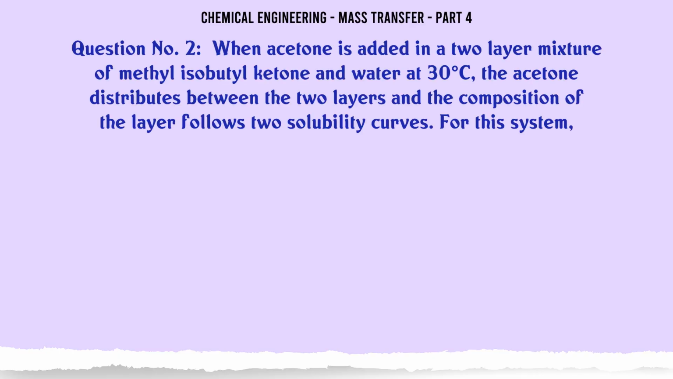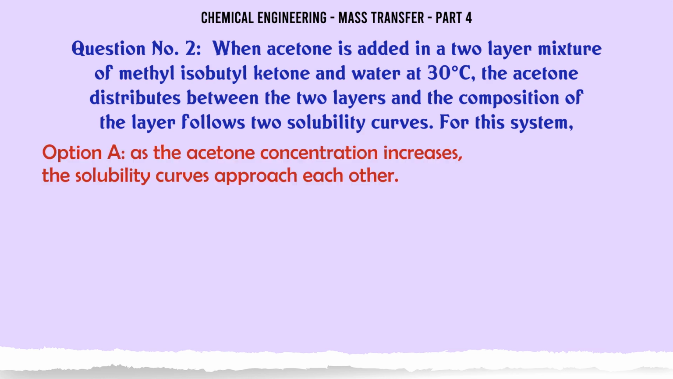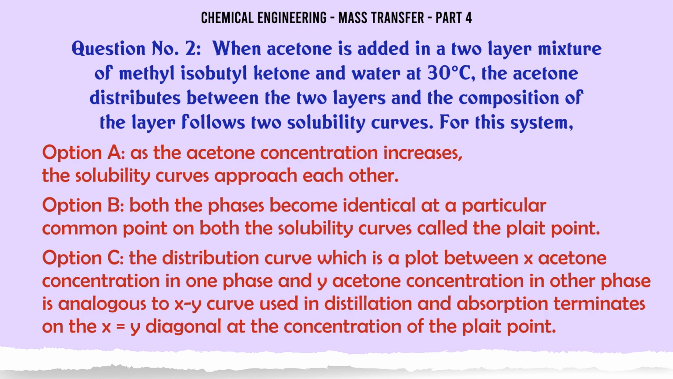When acetone is added in a two-layer mixture of methyl isobutyl ketone and water at 30 C, the acetone distributes between the two layers and the composition of the layer follows two solubility curves. For this system, A. As the acetone concentration increases, the solubility curves approach each other. B. Both the phases become identical at a particular common point on both the solubility curves called the plait point.